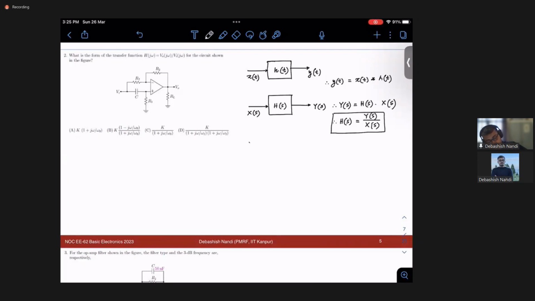Now in the Fourier domain, we simply replace s equal to sigma plus j omega. Sigma accounts for your losses, and we generally take sigma equal to 0. So your H of j omega becomes Y of j omega over X of j omega. The main point to focus on here is that x is your input and y is your output. It can be anything; it is not necessary for these to be voltages. It can be currents or basically any quantity.